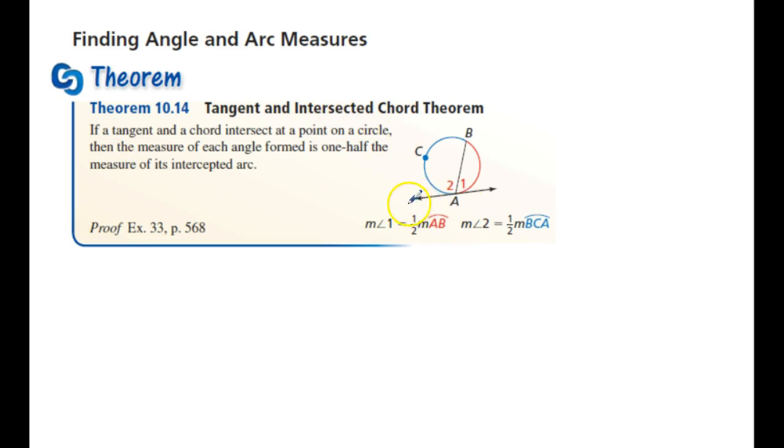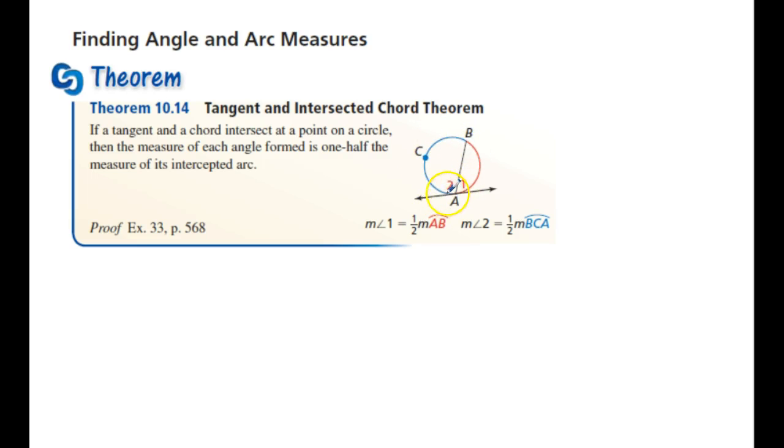If a tangent, and remember a tangent touches a circle at exactly one place, and a chord, right, a chord just cuts through that circle, intersect at a point on the circle, then the measure of each angle is 1/2 the measure of the arc. So here I'd see that angle 1 is going to be half the measure of this arc AB, which you see in red, and the measure of angle 2 is going to be half the measure of the arc here of BCA.